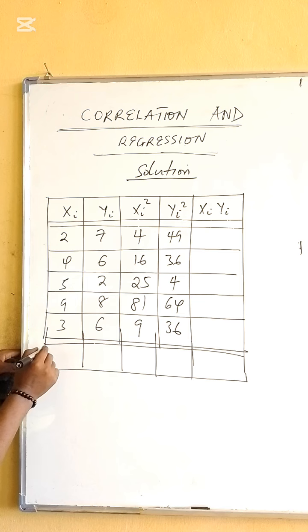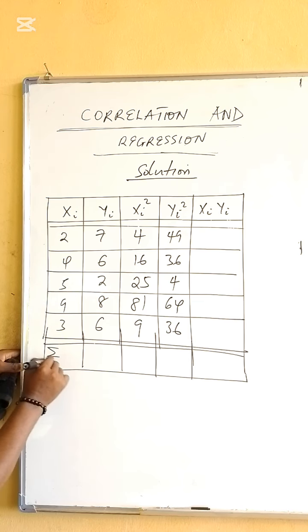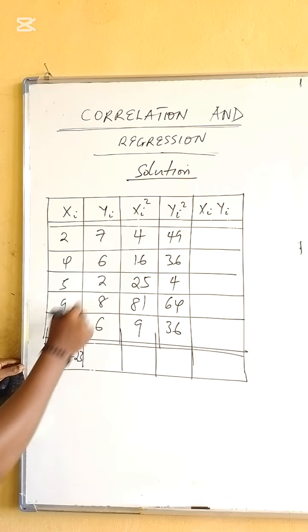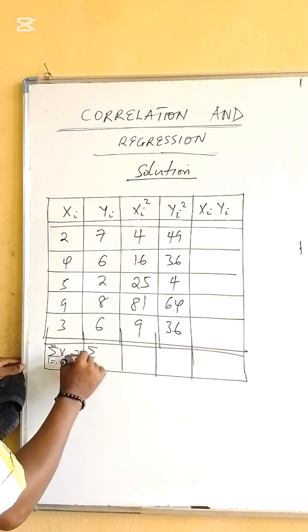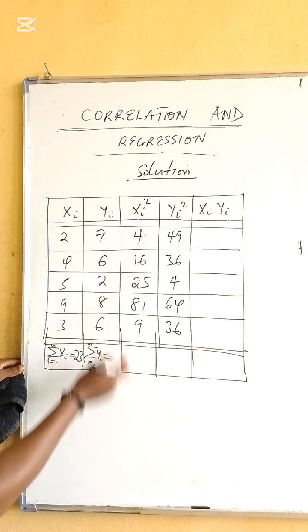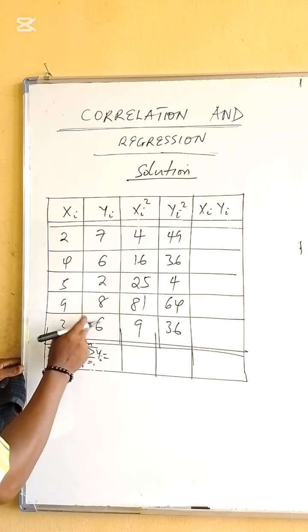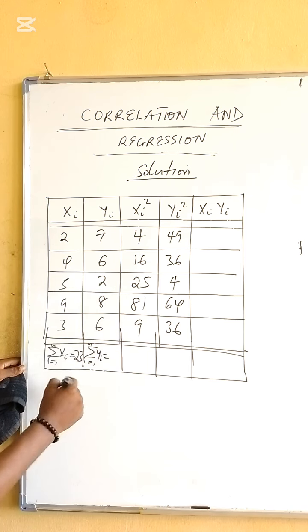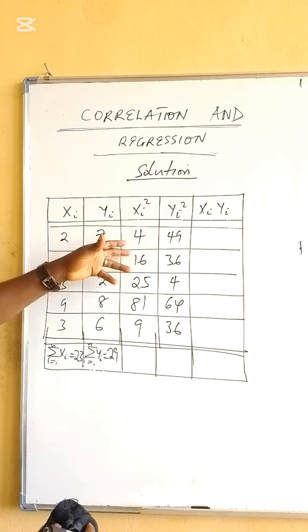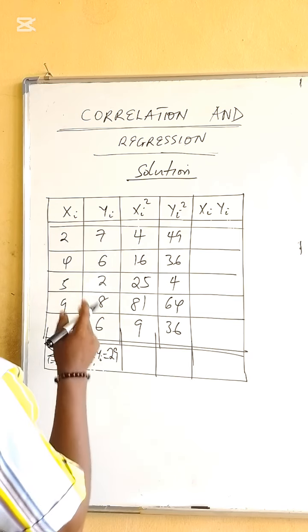Okay? Now, let's come over here and obtain summation xi, because we are going to be needing that to obtain the mean of xi. So what would we have there? 2 plus 4 plus 5 plus 9 plus 3. So this will give us 23. Now, for this summation from i equals 1 to n, yi, 7 plus 6 is 13, plus 2 is 15, plus 8 is 23, plus 6 is 29. So that should give us 29. Good. Now, coming over to this, so let's sum xi squared.